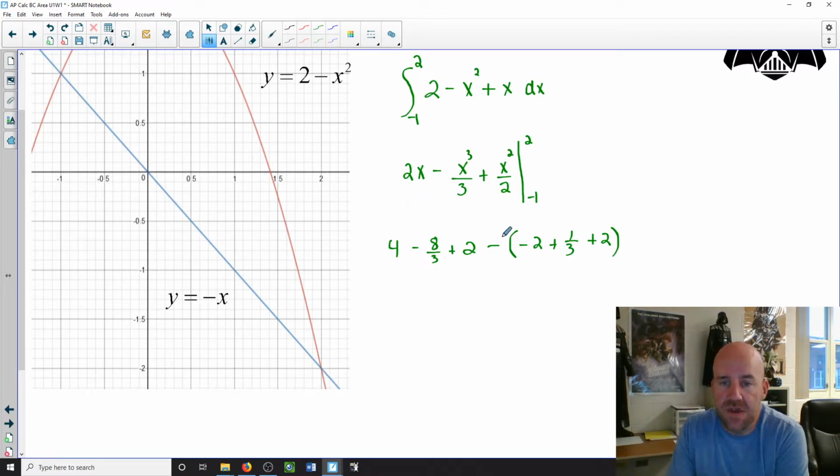And now we can carry this negative through. So we have a 4, a 2, and a positive 2, so that's going to be 8. -8/3 minus 1/3. So that's going to be -9/3 or -3. And then minus, oh, I wrote a 2, but that's a 1/2. I apologize. I said 1/2, but I wrote a 2. So minus 1/2. I'm just going to write that there.